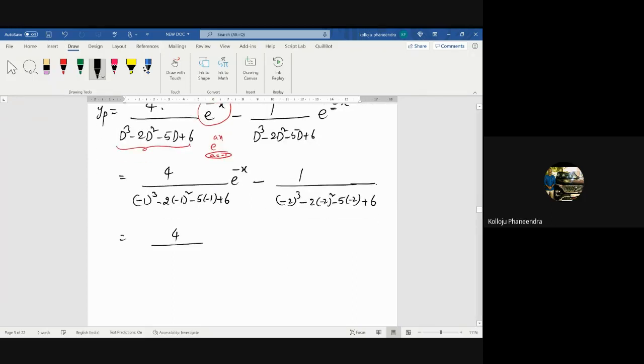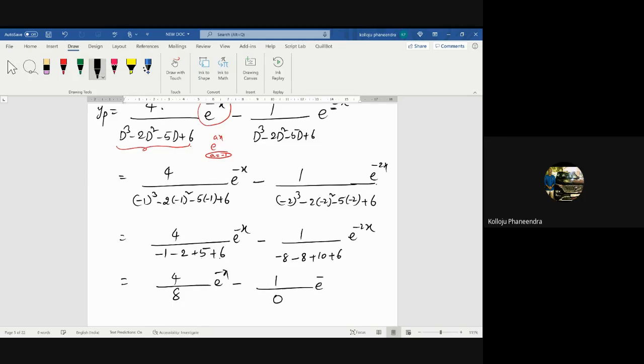Then 4 by, this is minus 1, this is minus 2, plus 5, plus 6, e power minus x, minus 1 by, this is minus 8, this is minus 8, plus 10, plus 6, e power minus 2x. So the first is 4 by 11 minus 3, 8. And what about this? Minus 16 plus 16 is 0. I am getting 0 here.